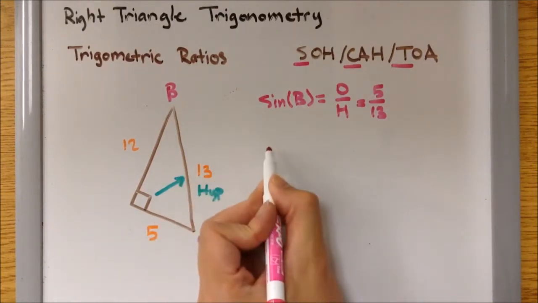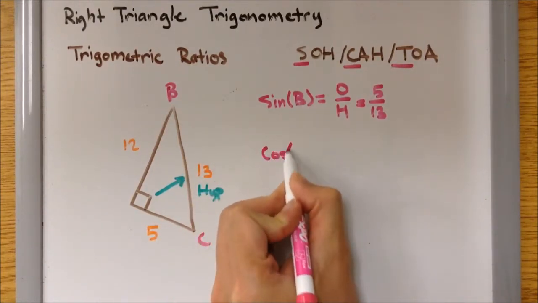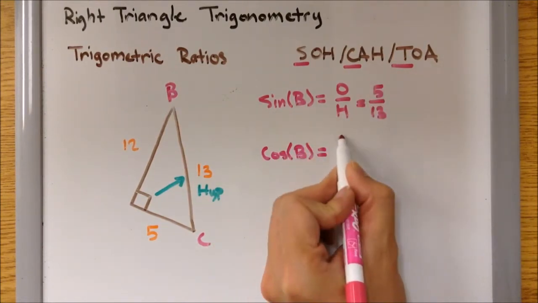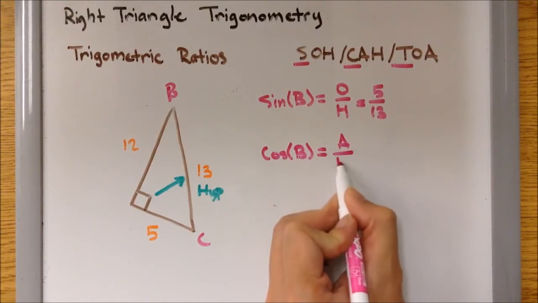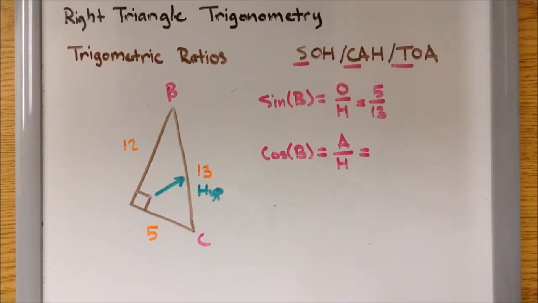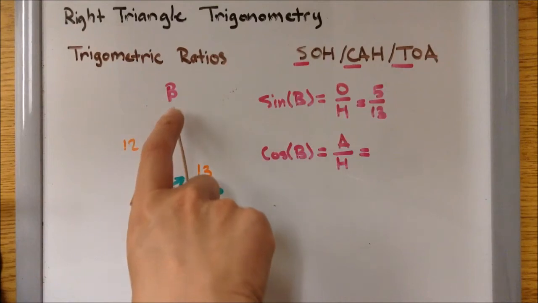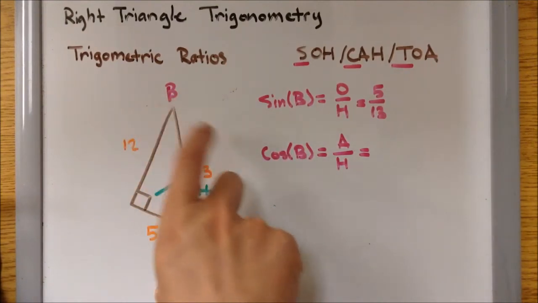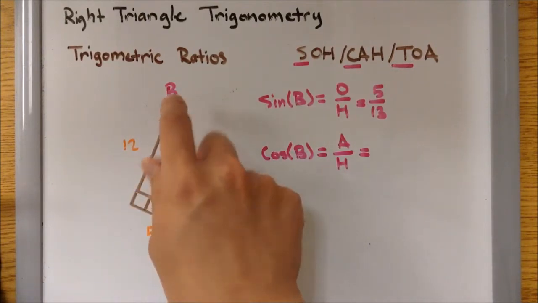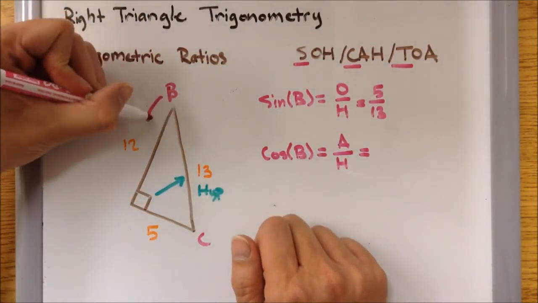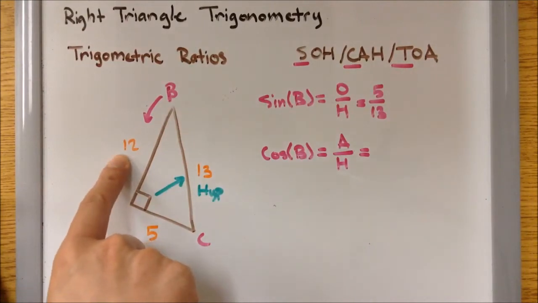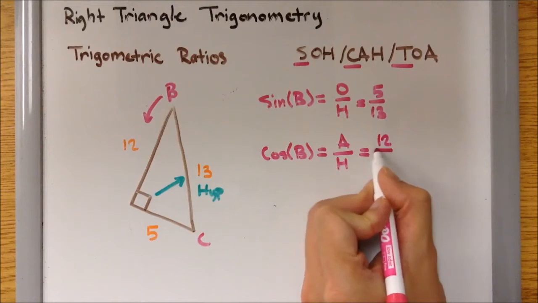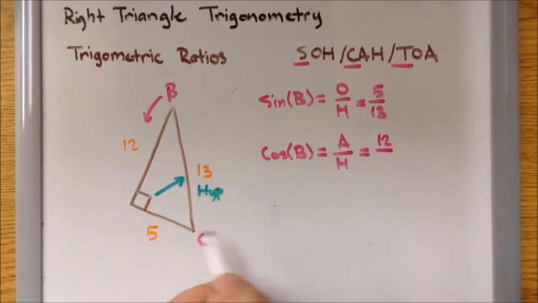Now if I were to do cosine of B, which is adjacent over hypotenuse, adjacent means next to it, so the side that is next to the angle B, right here, so this side is next to angle B, so that means it's going to be 12 for adjacent. And then my hypotenuse stays the same, which is 13.